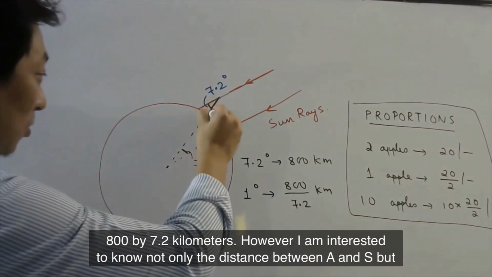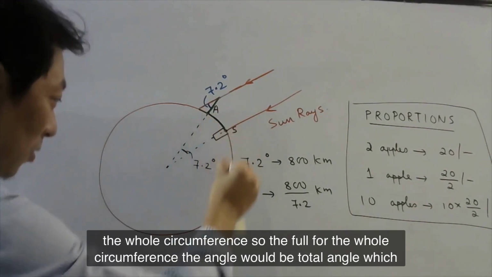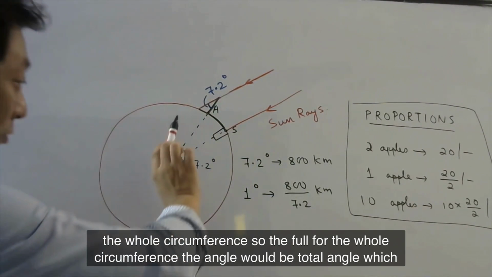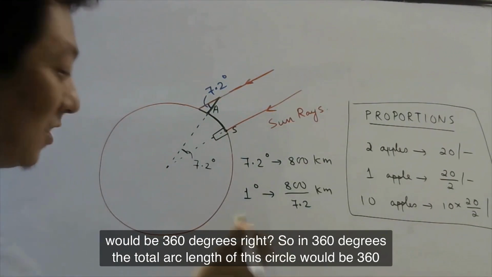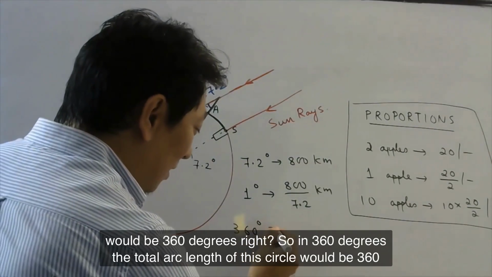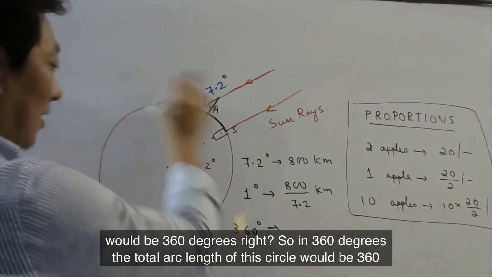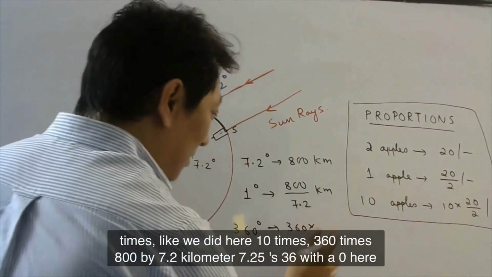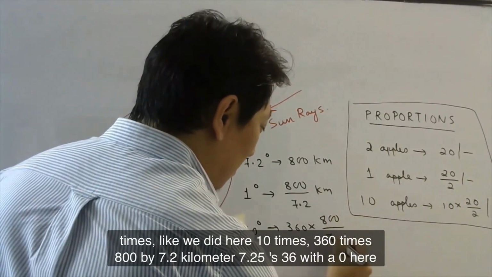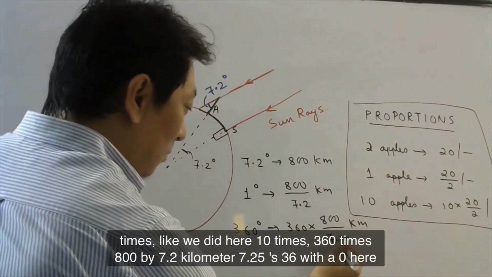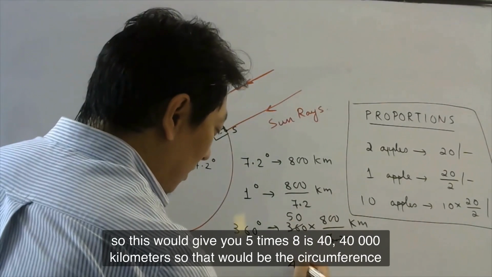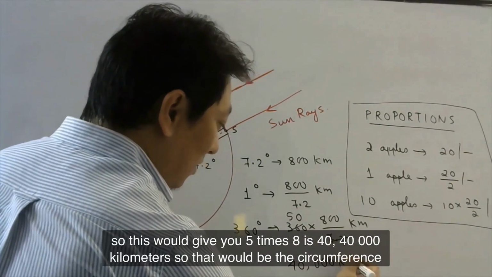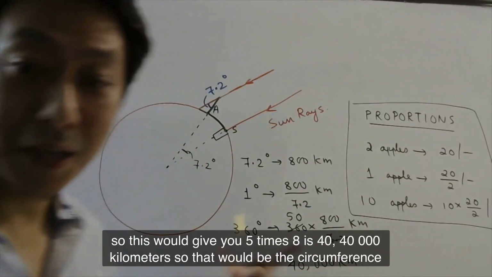However, I am interested to know not only the distance between A and S, but the whole circumference. So for the whole circumference, the angle would be the total angle, which would be 360 degrees, right? So in 360 degrees, the total arc length of this circle would be, like we did here, 360 times 800 by 7.2 kilometers. 7.2 into 5 is 36 with a 0 here, so this would give you approximately 40,000 kilometers. So that would be the circumference of Earth.